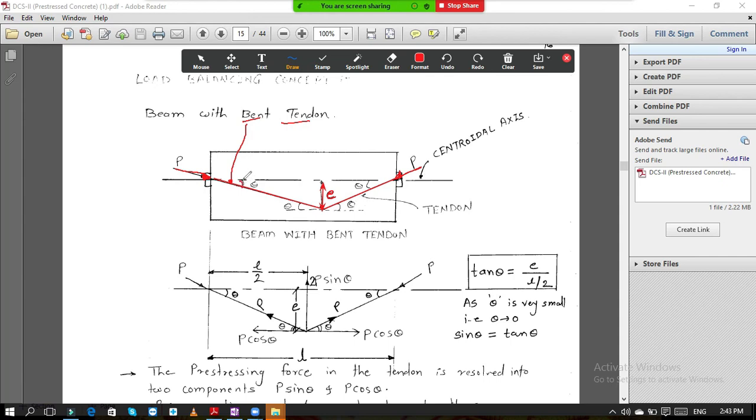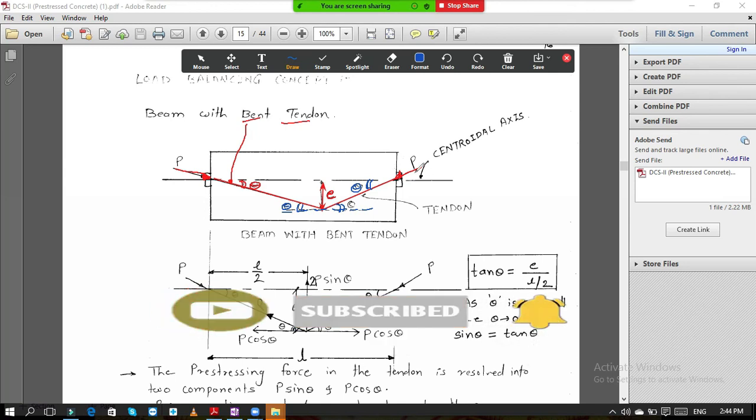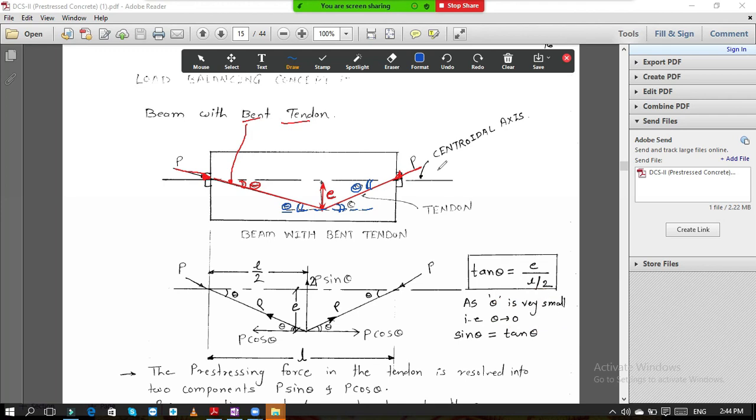Suppose it is bent at an angle theta. Whatever this angle is, this is theta. If this angle is theta, then this will also become theta because these two are alternate angles. The same is the case with this one; this will also be theta. See now, how do I calculate the value of tan theta?